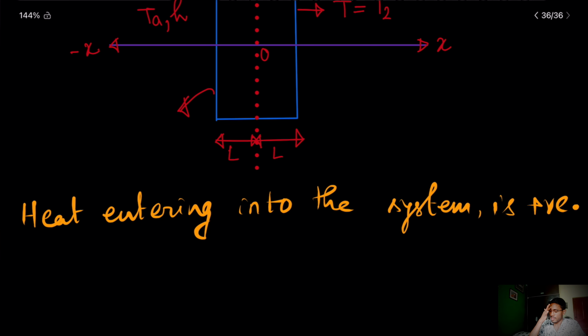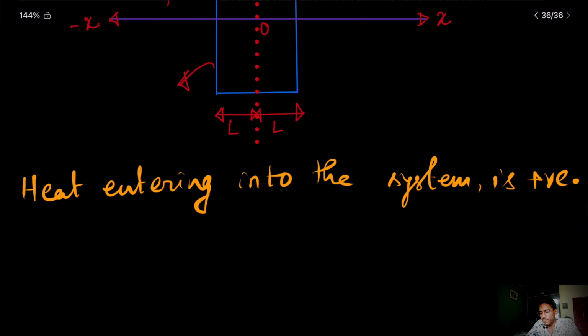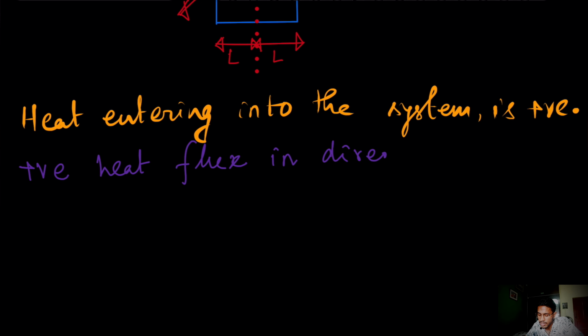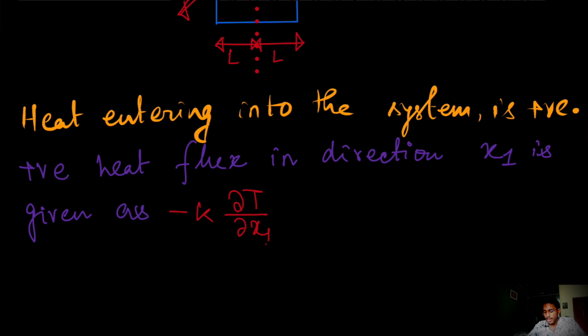And we already have another convention, that positive heat flux in direction x1 is given as minus k del T del x1. Mark these two statements very carefully. Positive heat flux in direction x1 is minus k del T del x1. Positive heat flux in direction z is minus k del T del z.